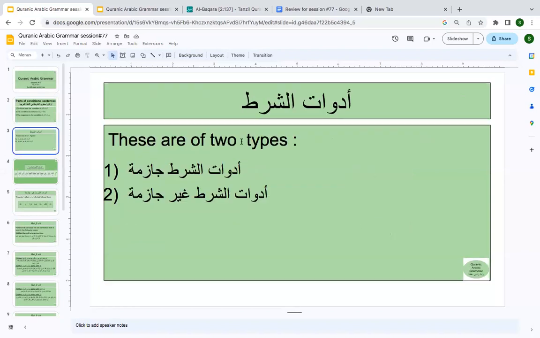Now there are certain particles of condition, or certain words, adawatu shart, that make whatever comes after them majzoom. Adawatu shart jazima. Then there are adawatu shart ghair jazima, others that don't affect anything after them. Does it make sense? There are two groups that you are going to learn: adawatu shart jazima and adawatu shart ghair jazima. So far, so good?